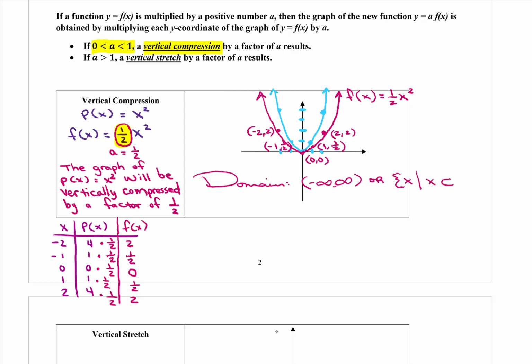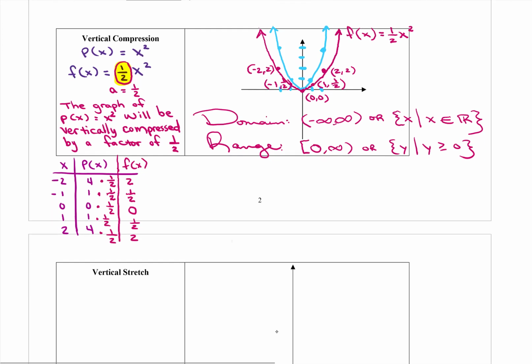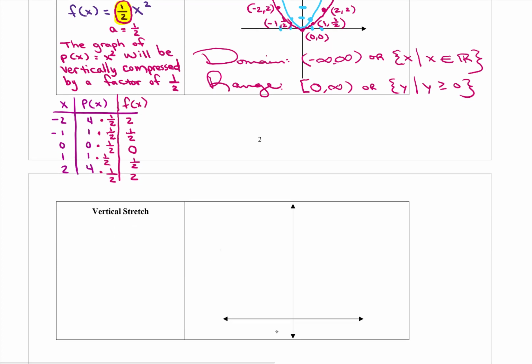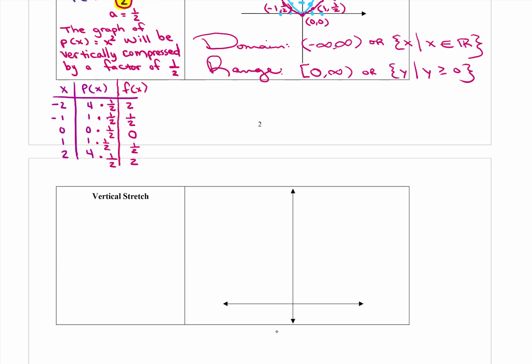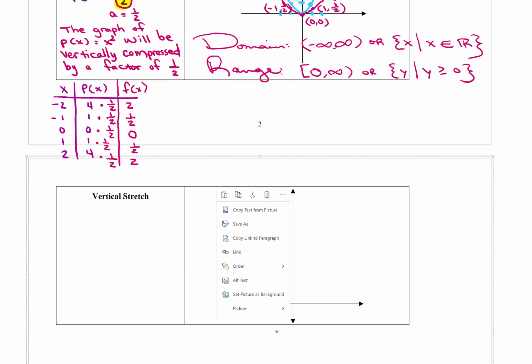What's the domain? The domain is going to be all of the reals: the open interval from negative infinity to infinity, or the set of all x such that x is an element of the set of real numbers. And the range is going to be the half-closed interval from 0 to infinity, or the set of all y such that y is greater than or equal to 0. So that would be our domain and range for our f of x function, right? Not our parent one, because we're focusing right now on the transformations.